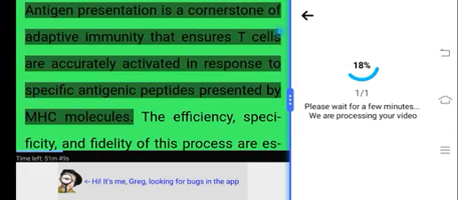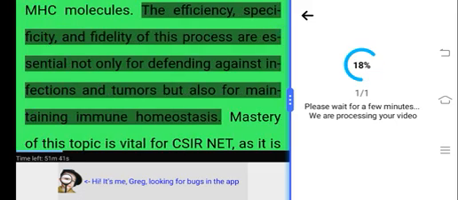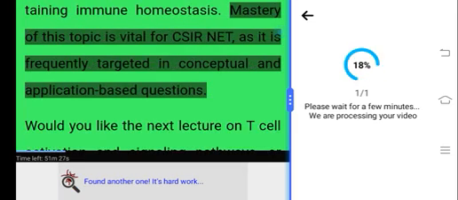Conclusion. Antigen presentation is a cornerstone of adaptive immunity that ensures T cells are accurately activated in response to specific antigenic peptides presented by MHC molecules. The efficiency, specificity, and fidelity of this process are essential not only for defending against infections and tumors but also for maintaining immune homeostasis. Mastery of this topic is vital for CSIR-NET, as it is frequently targeted in conceptual and application-based questions.